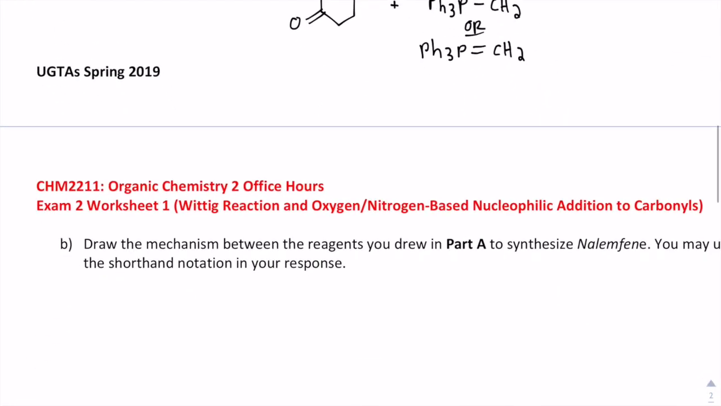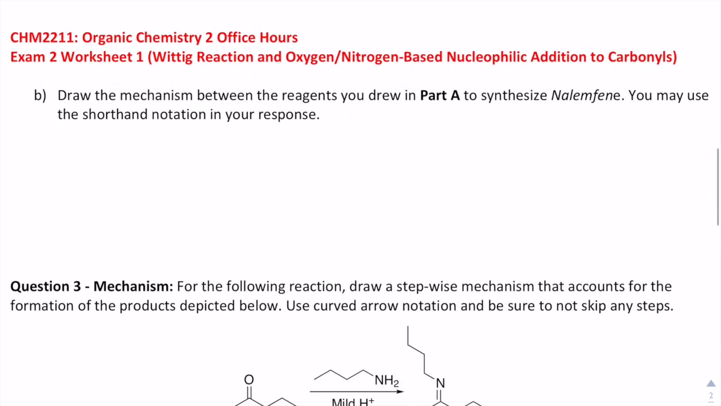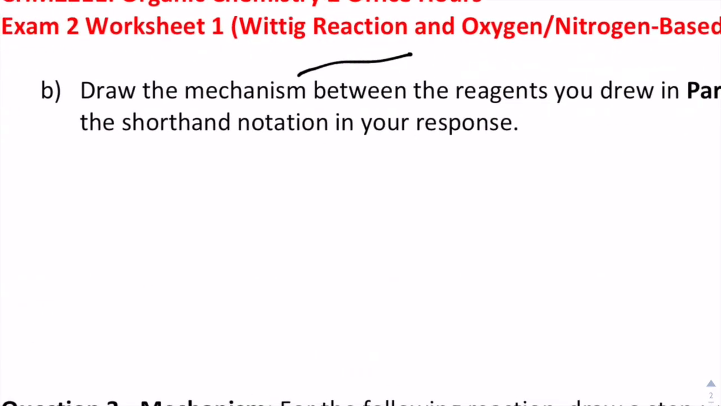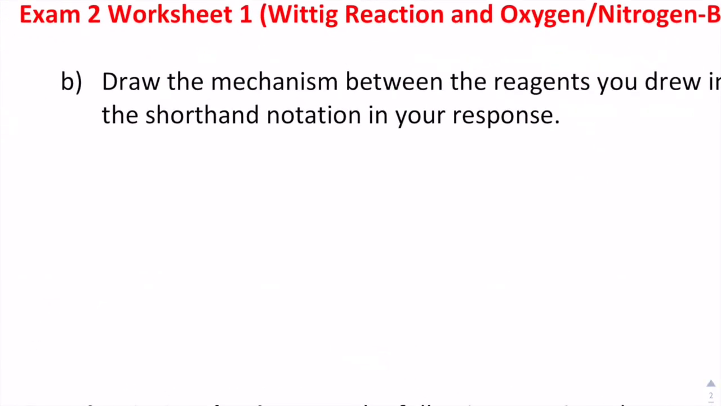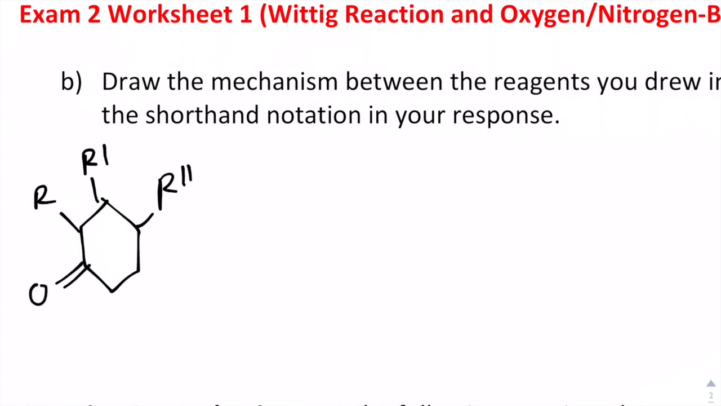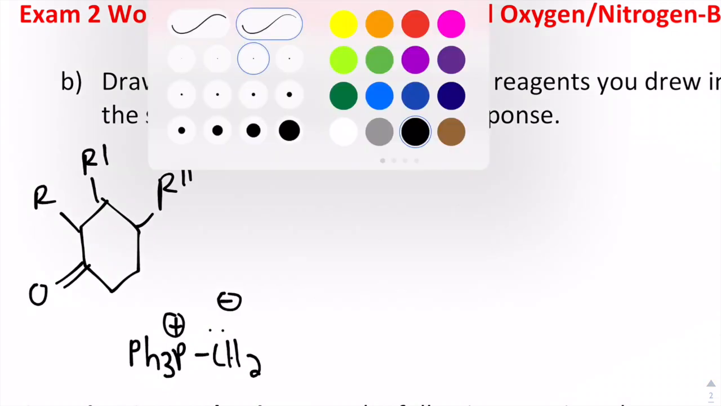So part B says just draw the mechanism between the reagents you drew in part A to synthesize nalemphine. So let me just zoom in over here. So nalemphine looks like this. So that was the starting material. So we had R, R prime, R double prime, and then we had over here some sort of ketone, and then we had an ylide, Ph3P, and I'll just draw it in the reactive notation.